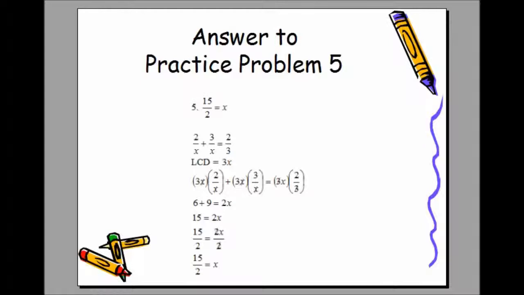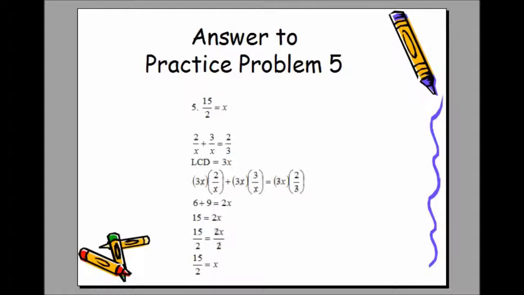In the expression on the far left, the x's cancel. We're left with 3 times 2 equals 6. Then we look at 3x times 3 over x. The x's cancel. We're left with 9. If we look at 3x times 2/3, the 3's cancel, and we're left with 2x.